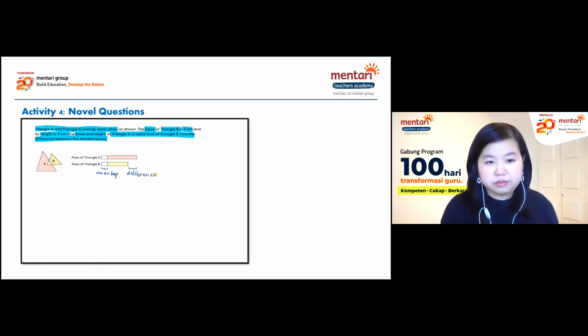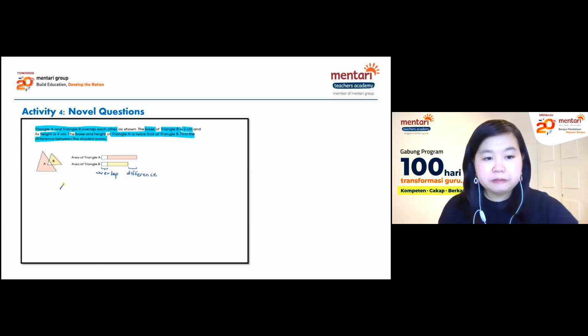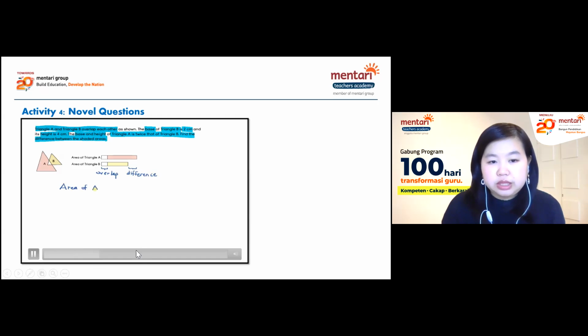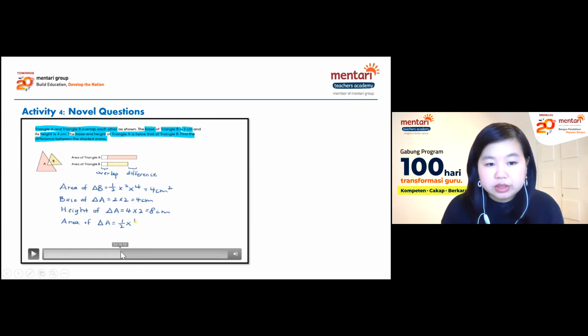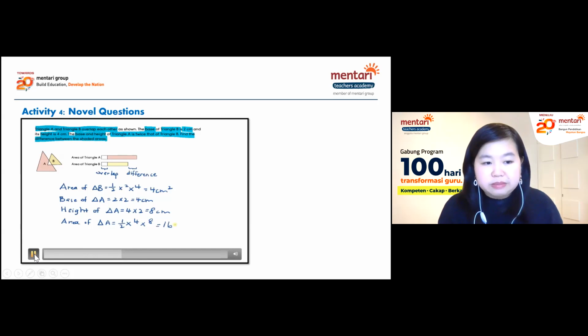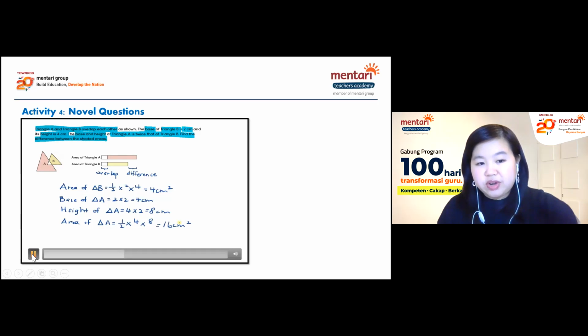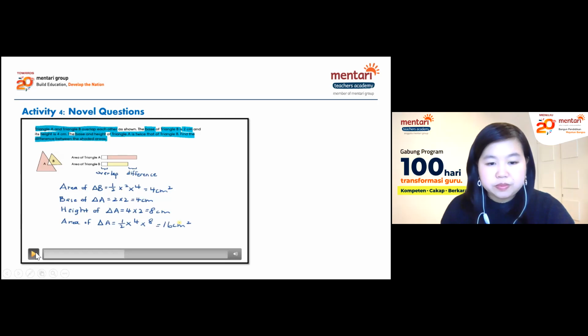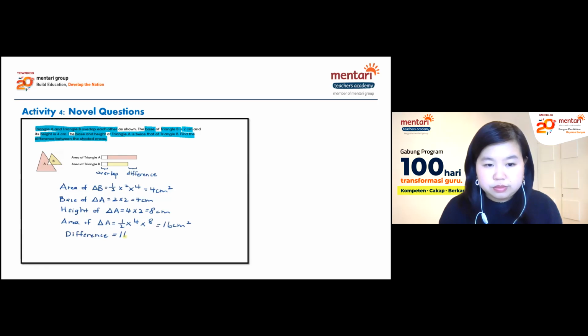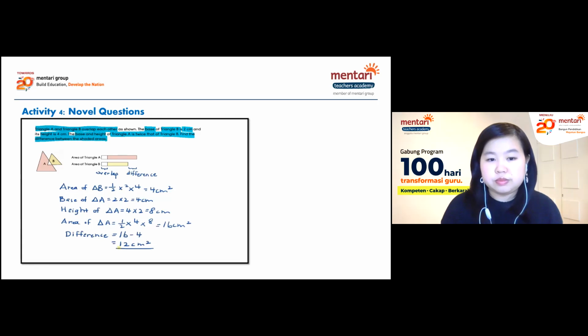First, we have the base and height of triangle B, so we can find the area of triangle B. And then the area of triangle A is 6. Lastly, we can find the difference between the areas of triangle A and triangle B. It's just subtracting these two. The difference between the shaded areas is 12 square centimeters.